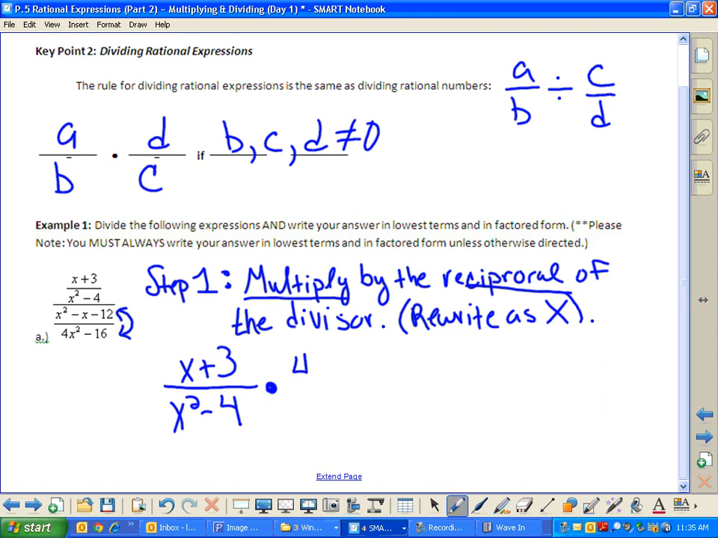So 4x squared minus 16 becomes my second numerator. And then x squared minus x minus 12 becomes my second denominator. So I multiply by the reciprocal of the divisor. What's up? You can factor first. I don't necessarily see a problem with that. Does anyone have any questions about what I did here? That's just step 1.